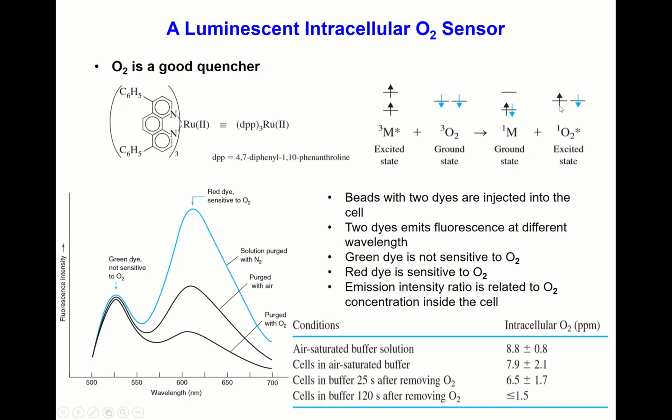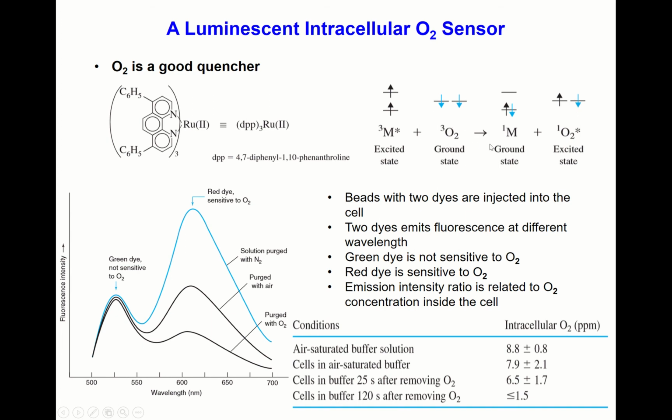Why? Because the electron spin states are opposite. One is up and one is down. Do you understand? The energy is transferred from the excited state to the ground state oxygen molecule. That's how this oxygen molecule behaves as a quencher.